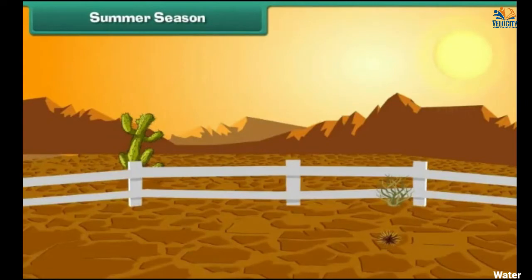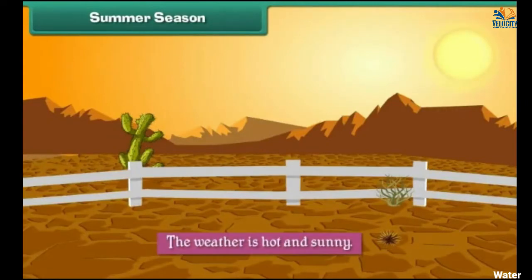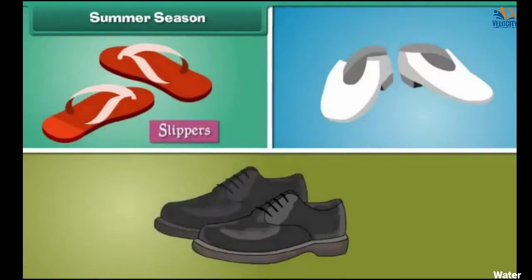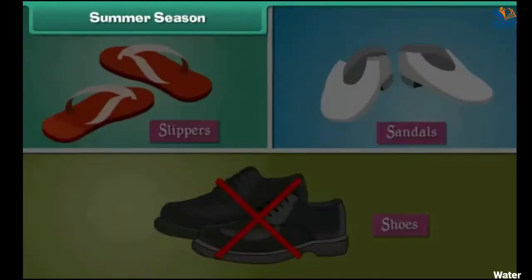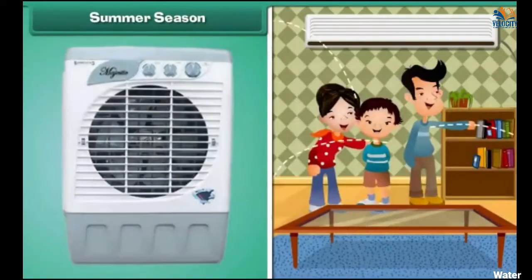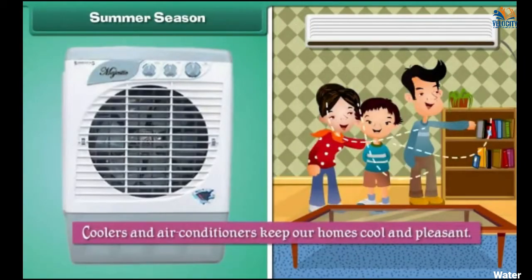Summer season. In the summer season, the weather is hot and sunny. We wear light-colored cotton clothes to stay cool. We wear slippers and sandals and avoid shoes. We enjoy mangoes, ice creams, and cold drinks. We use coolers and air conditioners to keep our homes cool and pleasant.